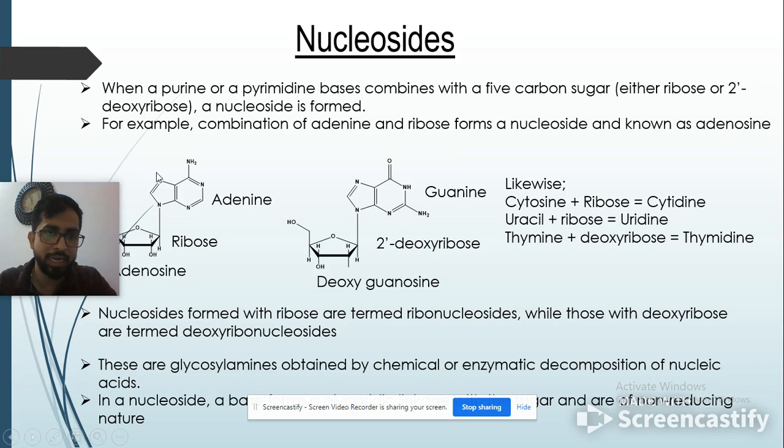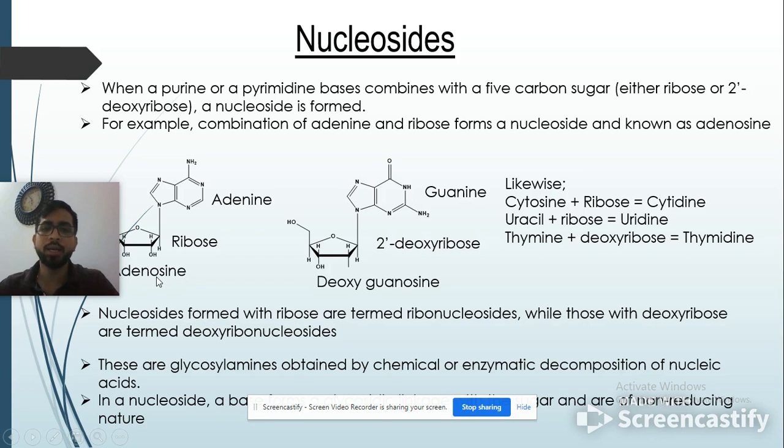You can see here in this structure, this is our base, adenine, and it is connected to this ribose sugar at this carbon through this bond. This bond is known as a glycosidic bond, or beta glycosidic bond. So the base and the sugar are connected with this beta glycosidic linkage at the C1 carbon of the sugar, and the formed molecule is known as a nucleoside, and the name is adenosine.